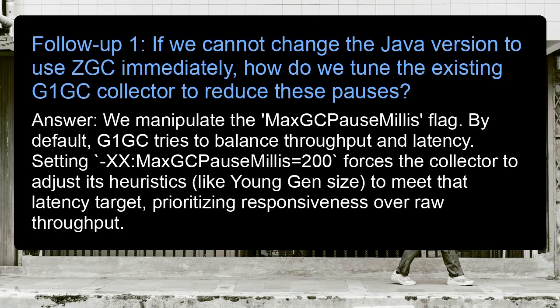Follow-up 1. If we cannot change the Java version to use ZGC immediately, how do we tune the existing G1 GC collector to reduce these pauses? Answer, we manipulate the max GC pause millis flag. By default, G1 GC tries to balance throughput and latency. Setting -XX:MaxGCPauseMillis=200 forces the collector to adjust its heuristics, like young gen size, to meet that latency target, prioritizing responsiveness over raw throughput.